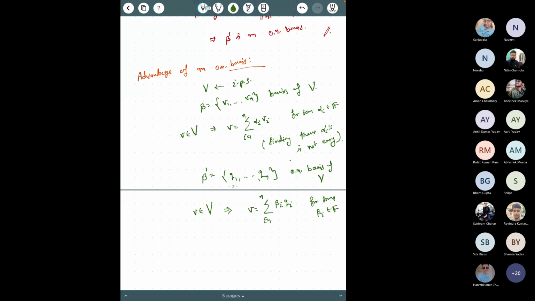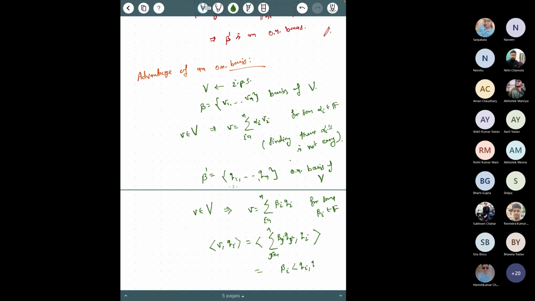The inner product of v with q_i. Yes, we can take the inner product of v with q_i. If I do this inner product of v with q_i, then I can use the properties of inner product. It would be the sum over j equal to 1 to n of beta_j, inner product of q_j and q_i. Now, using the fact that q_1 to q_n are orthonormal, I get this equal to beta_i times the inner product of q_i with q_i. But since q_i is orthonormal, its length is equal to 1. So this is just beta_i.